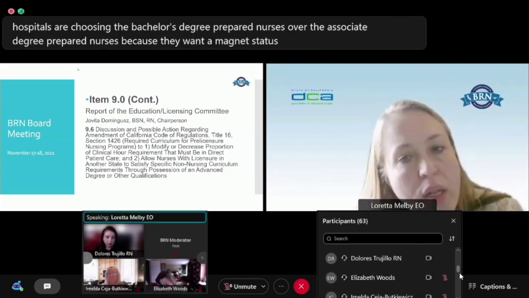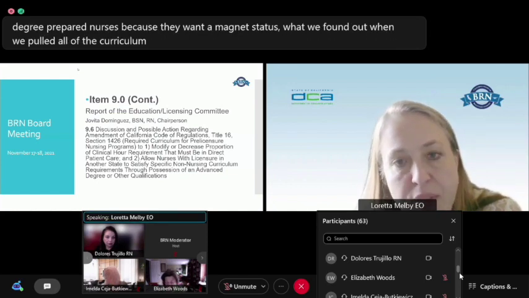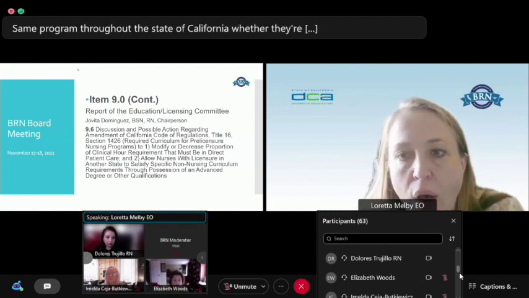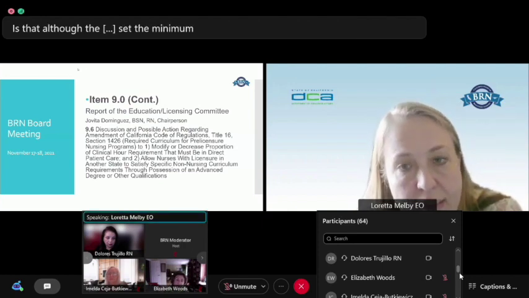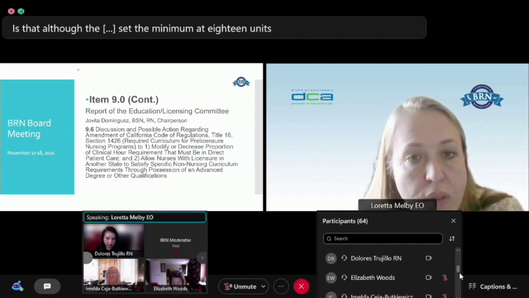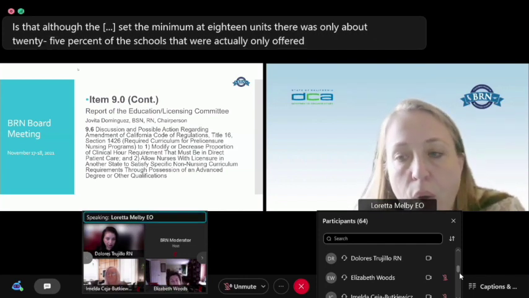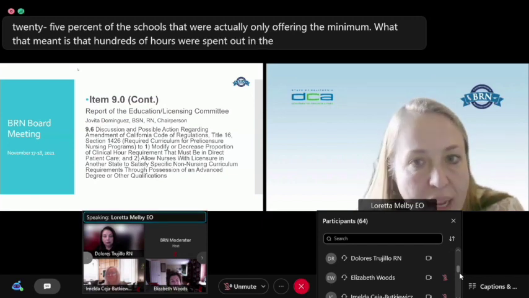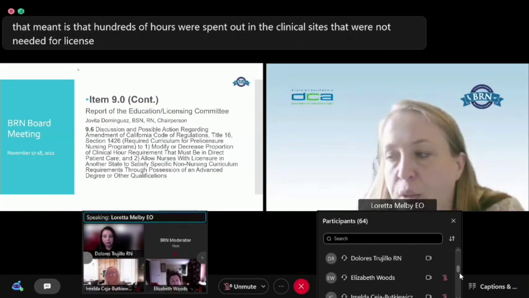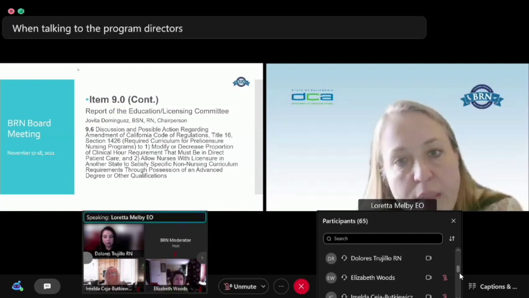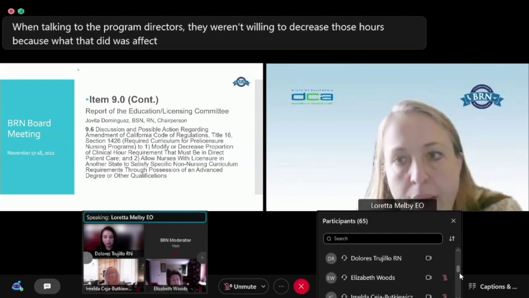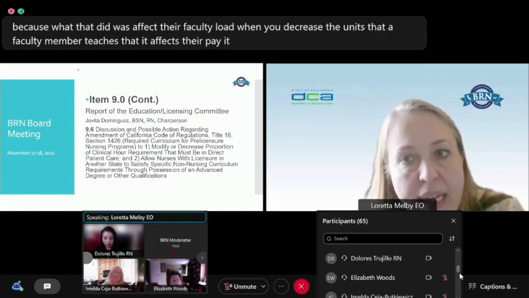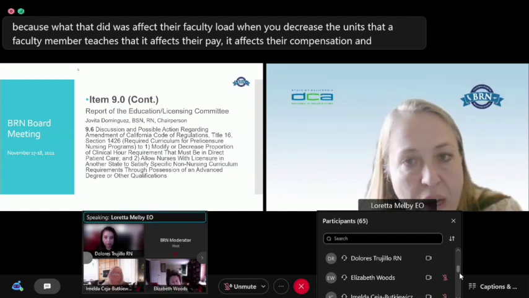What we found out when we pulled all of the curriculum, and mind you, individual curriculums from every single pre-licensure nursing program throughout the state of California, whether they're ADN, BSN, or ELM, is that although the BRN set the minimum at 18 units, only about 25% of the schools were actually offering only the minimum. What that meant is that hundreds of hours were spent out in the clinical site that were not needed for licensure. When talking to the program directors, they weren't willing to decrease those hours because that affected their faculty load. When you decrease the units that a faculty member teaches, it affects their pay and their compensation. And that is something that we obviously do not want to have an effect on.